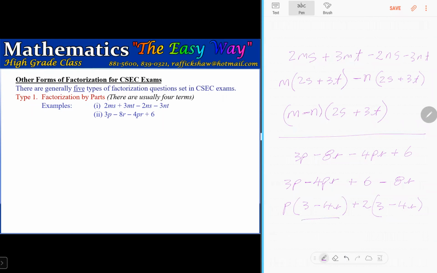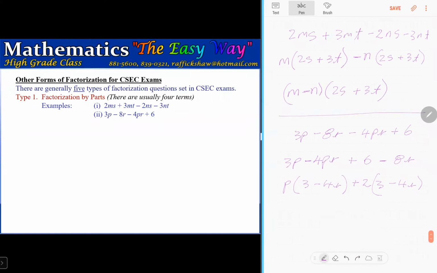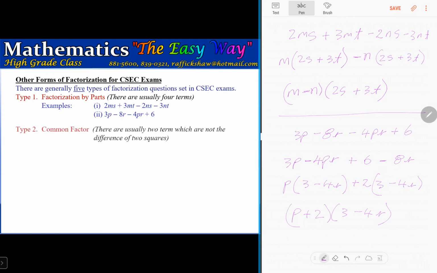And then now the 3 minus 4r is a common factor. And so what's going in one bracket is p plus 2. The first bracket becomes p plus 2, and the second bracket will have 3 minus 4r. And that's it. Guys, you just need to practice it. That's the first type, factorization by grouping, or factorization by parts. The second type is just a normal common factor like we get in primary.